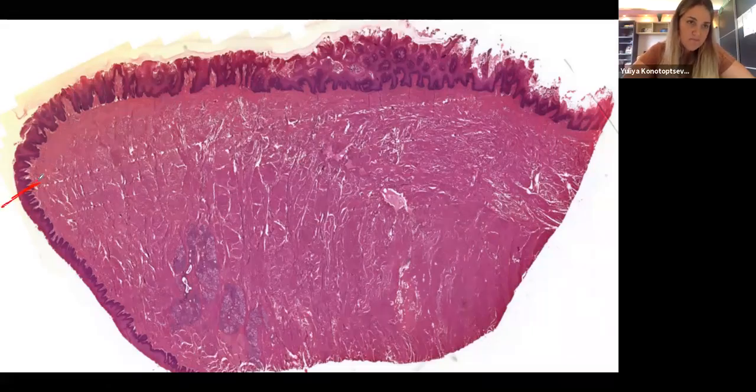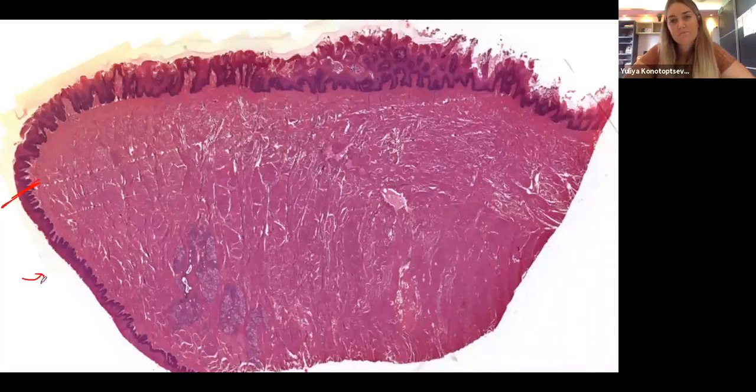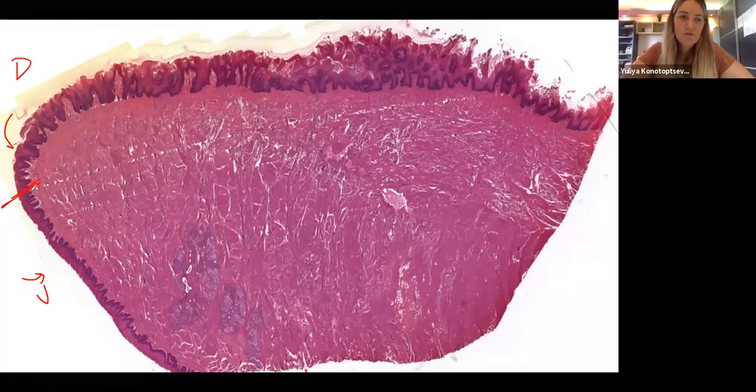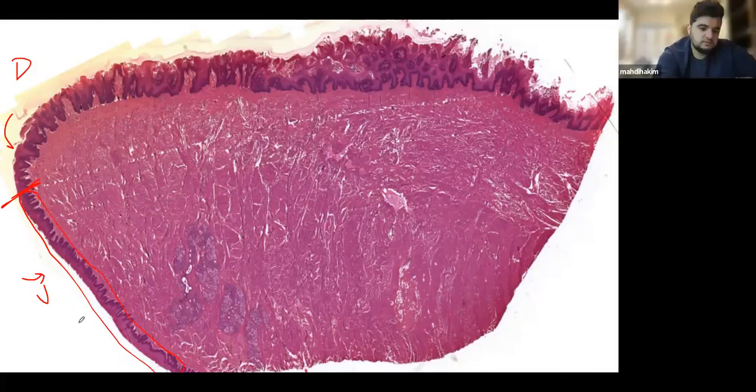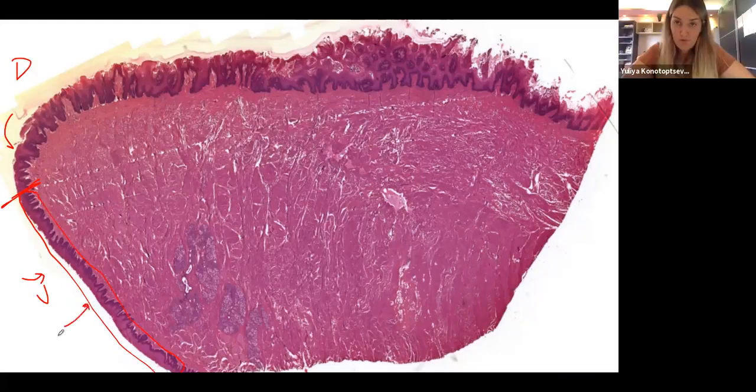Until here, which surface is this? This is ventral surface. Everything on the top is dorsal. Try to use your 3D vision a little bit, right? So this is the tip of the tongue right here. So that means that what is this right here? Lining mucosa. Okay, so this right here is going to be your lining mucosa.